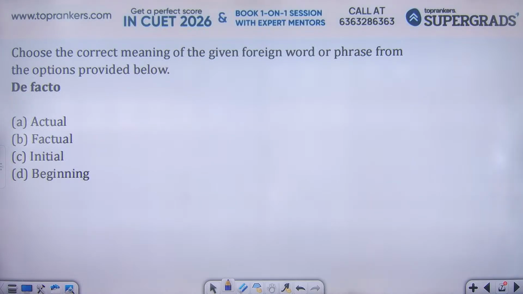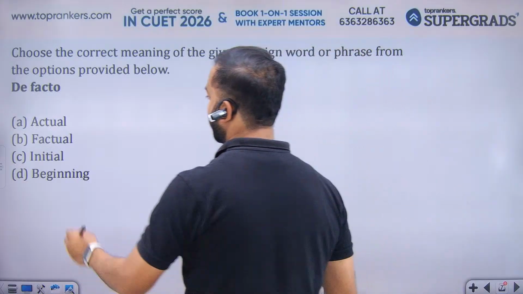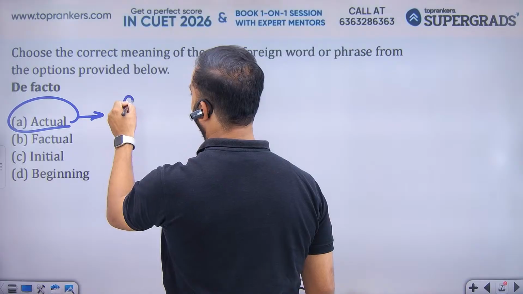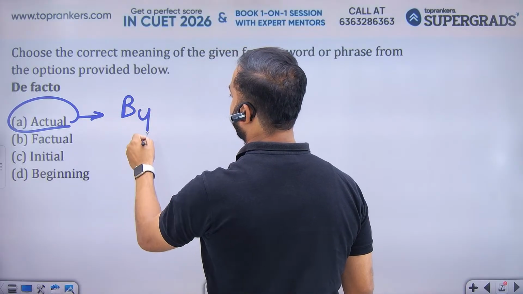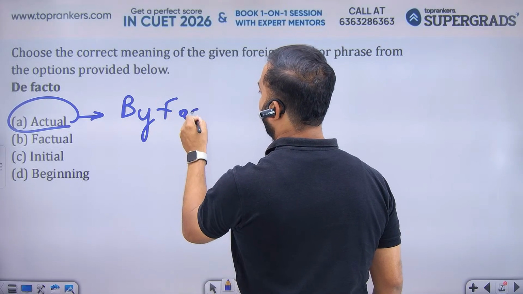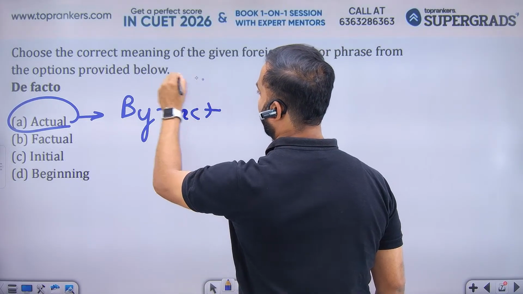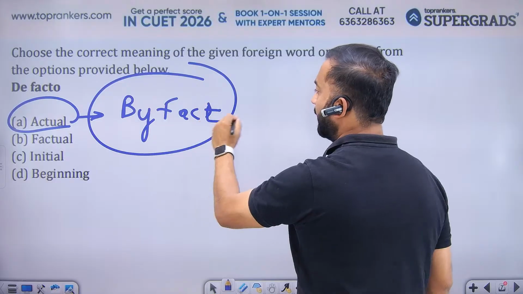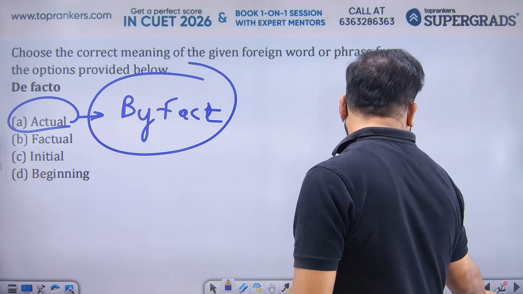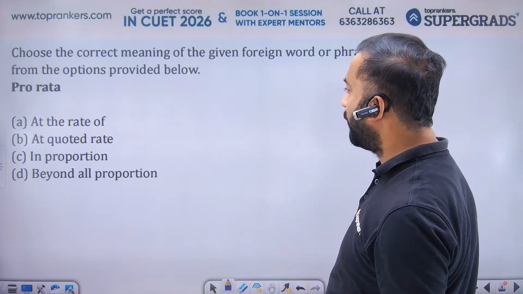De facto is something that is actual, by fact. That is what de facto is. So that was another foreign phrase. Let's quickly move to the next one, which is pro rata.